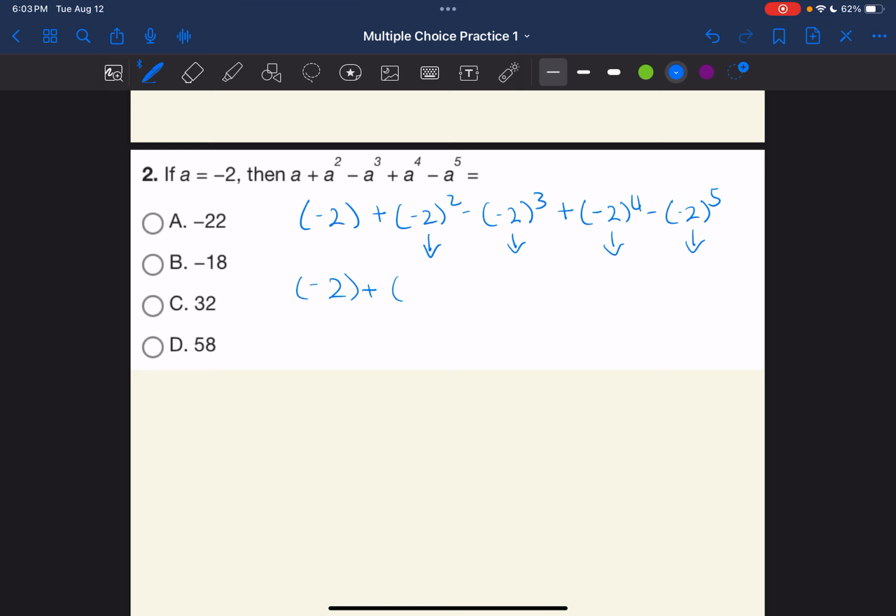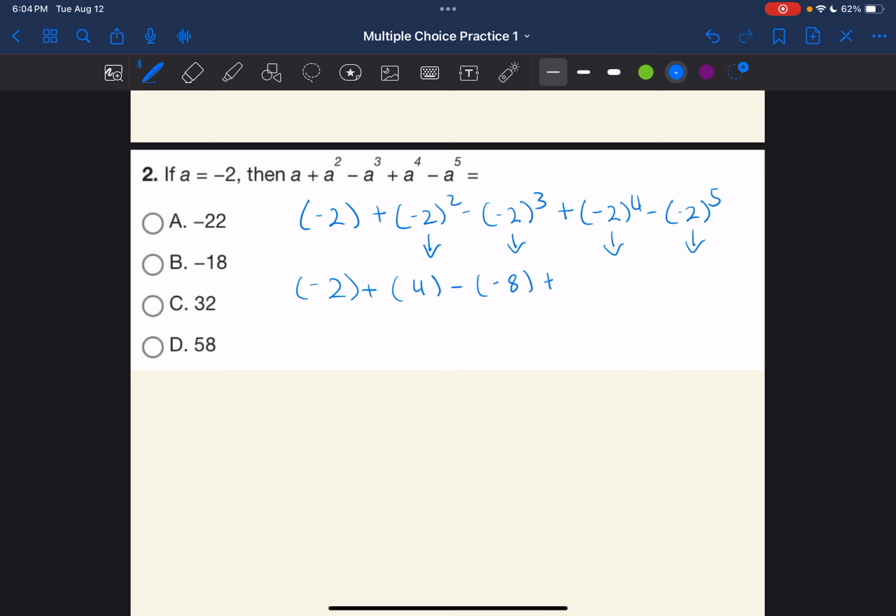Negative 2 squared, which is negative 2 times negative 2, yields a positive 4. Negative times negative makes a positive. Negative 2 cubed, so if we know negative 2 squared is 4 from our previous simple math, negative 2 to the third would just take negative 2 to the second and multiply it by negative 2 again. So we're just taking 4 times negative 2, which yields negative 8.